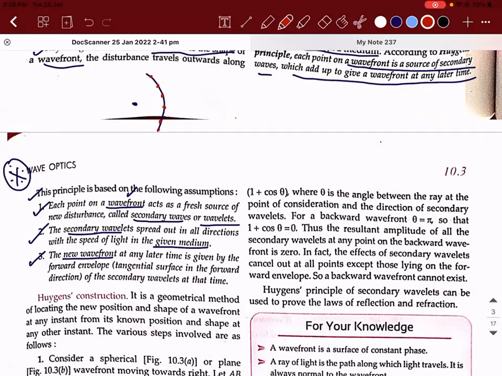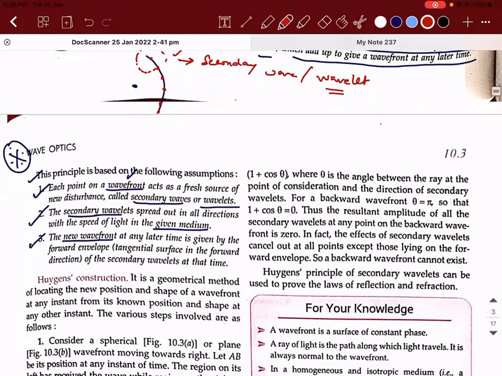Okay. So each point on this wavefront will act as a source for the new disturbance. Means this point will start creating a secondary wavefront, and that secondary wavefront is not technically called a wavefront. It is called the secondary wave or wavelet. And this is called secondary waves or wavelets.